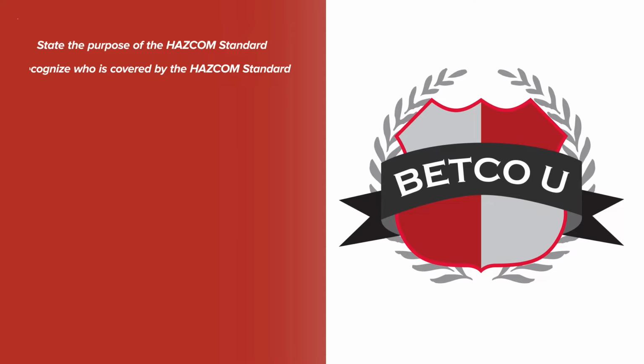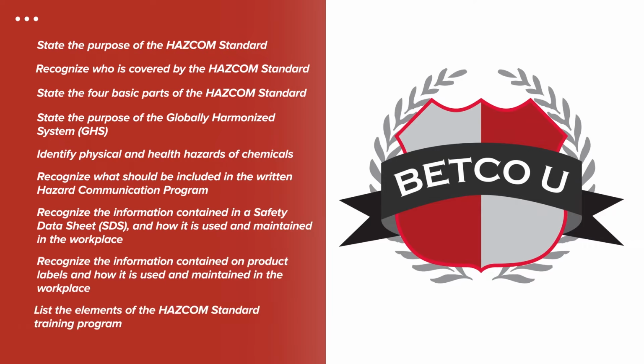Upon completion of this training module, you will be able to state the purpose of the HAZCOM standard, recognize who is covered by the HAZCOM standard, state the four basic parts of the HAZCOM standard, state the purpose of the Globally Harmonized System, GHS, identify physical and health hazards of chemicals, recognize what should be included in the written hazard communication program, recognize the information contained in a safety data sheet, SDS, and how it is used and maintained in the workplace. Recognize the information contained on product labels and how it is used and maintained in the workplace. List the elements of the HAZCOM standard training program.